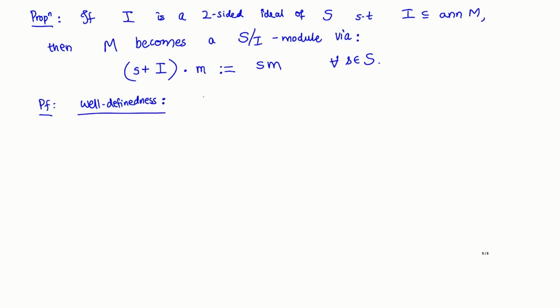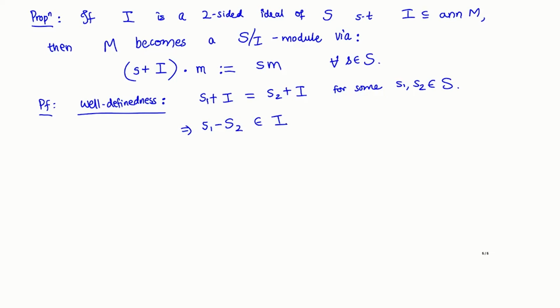And that's more or less the only thing to be checked. The others are obvious. So suppose the same coset has two different representatives. Suppose S1 plus I is equal to S2 plus I for some S1, S2 in S. Okay, what does this mean? This says that their difference S1 minus S2 is in I. Okay, there's another way of saying that S1 minus S2 is in I.